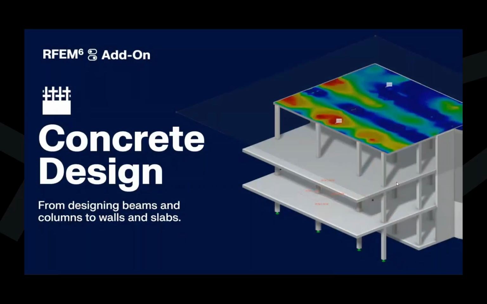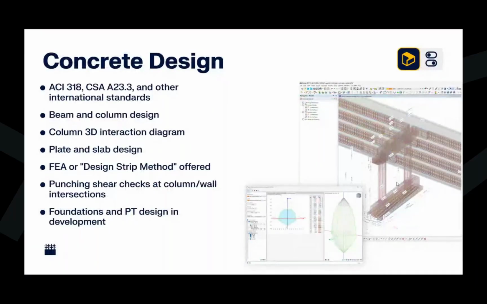Moving forward to the concrete design add-on. This allows us to carry out the reinforced concrete design from everything from beams and columns to walls and slabs. The ACI 318 and the CSA A23 are fully implemented here, as well as other international standards that we offer. So as mentioned, we can input in the reinforcement and get full design according to these codes for beams and columns. If we do have a column, the column 3D interaction diagram, as you see here on this slide, will be available to you as well.